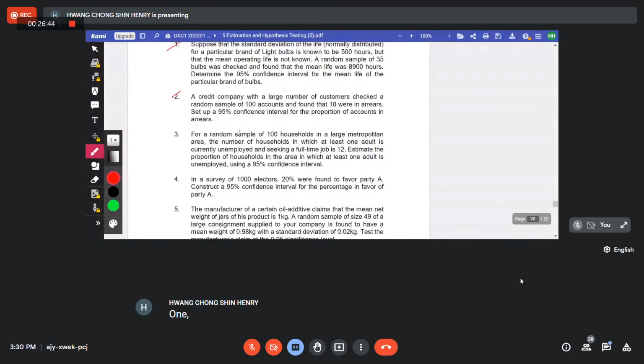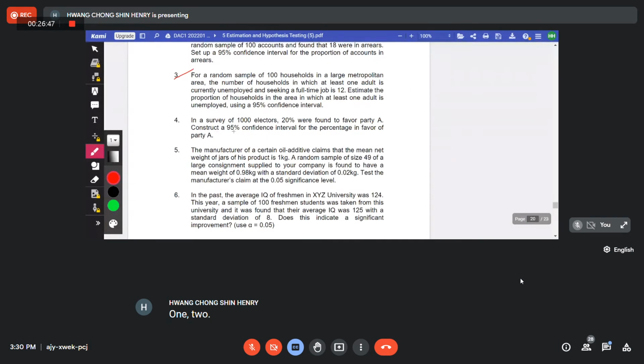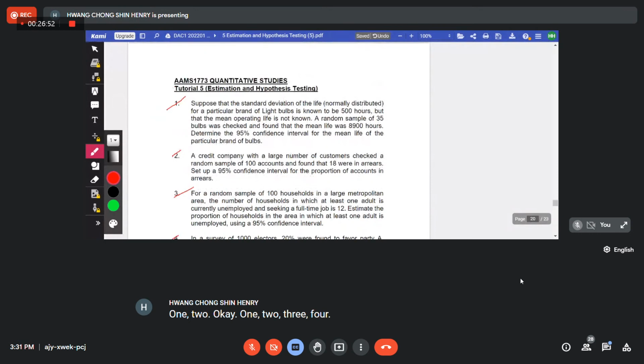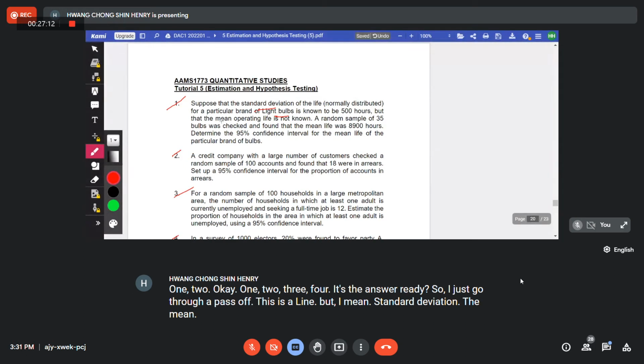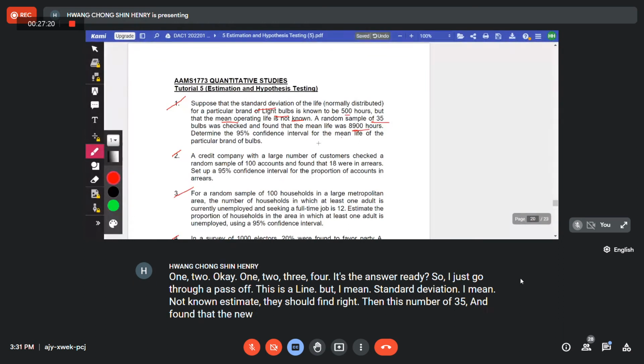Is the answer ready? So I just go through fast. This is a live plot, a mean, standard deviation, the mean not known, the standard deviation 500, random sample of 35, and found that the new mean life is 8,900. Determine the 95% confidence interval.